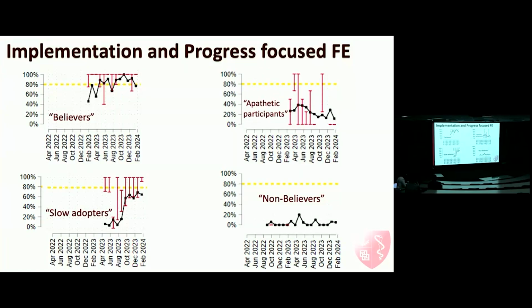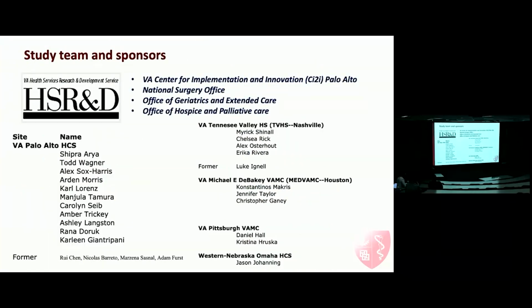But hopefully it'll influence and bring light to how we can do these large health system intervention trials and whether frailty screening and optimization does work. And this study has been a huge team effort, with lots of support from the national branches of the National Surgery Office, Geriatrics and Extended Care, and Hospice and Palliative Care.